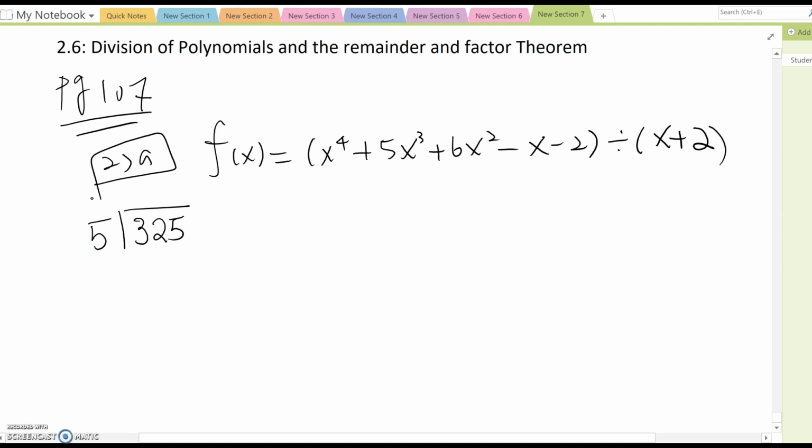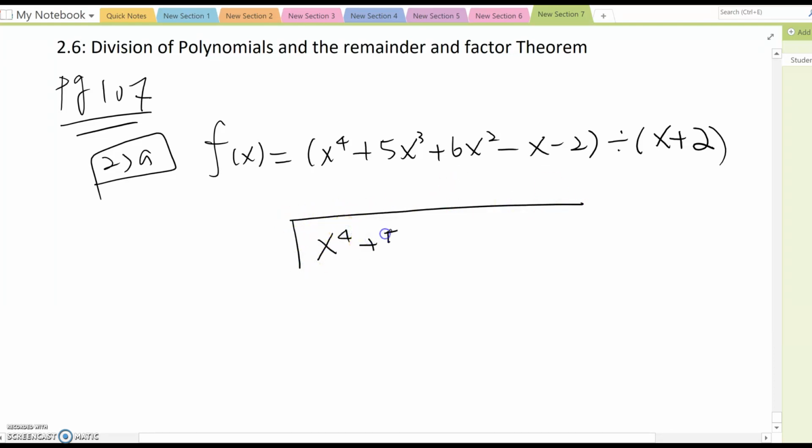Then you find out how many times 5 goes into 32, which is 6, and 30, and 25, and then get 5 here, so 25 minus 25 equals 0. You all remember we calculate this way. It's very similar, but for the polynomial case we have a slightly clearer algorithm. First of all, you set up exactly the same as long division: x^4 + 5x^3 + 6x^2 - x - 2, and then you divide by x + 2.